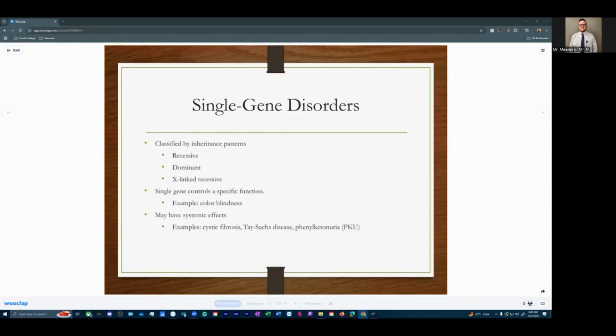So single gene disorders get broken down into a couple of categories. Basically, they're classified by how they're inherited. So recessive, dominant, X-linked. It just depends. We'll talk about the difference between recessive and dominant genes, but there's some single genes that control a very specific function. And so one thing that gets inherited, especially in men, is color blindness. It's a very specific function. But there are other disorders that are going to have whole body systemic effects: cystic fibrosis, PKU. So there's a lot of stuff that can have multiple body effects, not just one function to one part of the body.